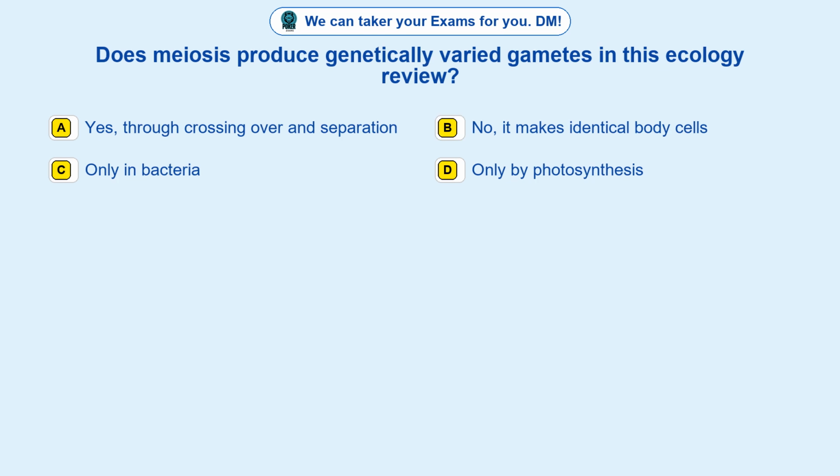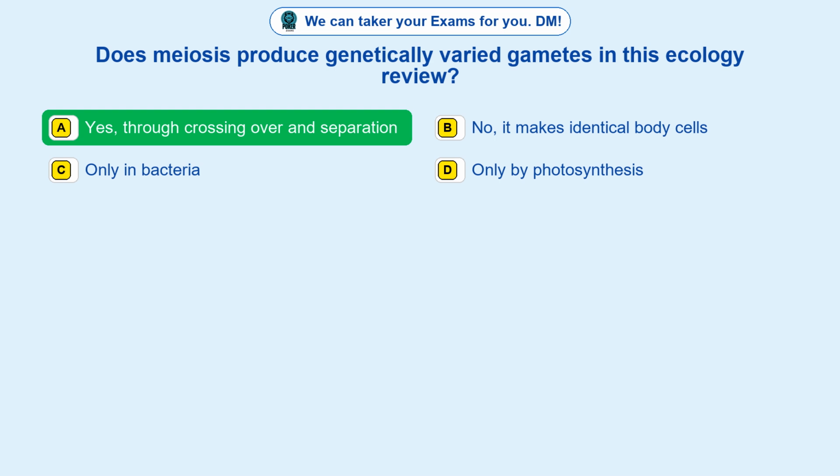Question 16. Does meiosis produce genetically varied gametes in this ecology review? Option A. Yes, through crossing over and separation. Option B. No, it makes identical body cells. Option C. Only in bacteria. Option D. Only by photosynthesis.